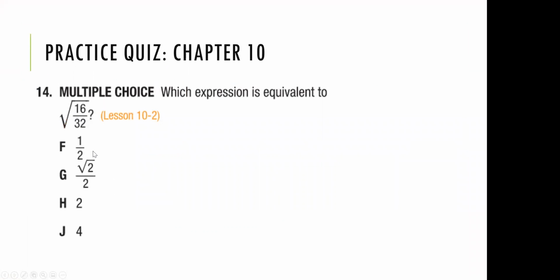So when you have something like this, 16 over 32, the radical of that whole fraction, we can say the square root of 16 over the square root of 32. We know the square root of 16 is 4, and we can break down radical 32, which has a factor of 16.